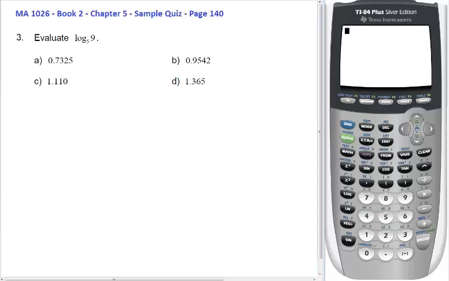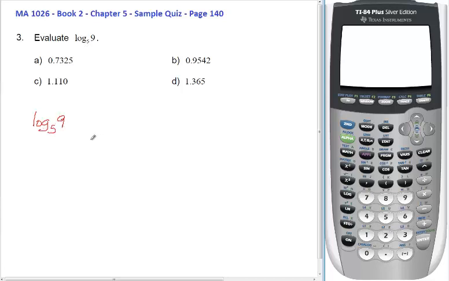Good day, students. Today we're going to look at the solution to the third multiple choice in the sample quiz, chapter 5, book 2. Right at the end of book 2 there's a little 5 multiple choice self-assessment. So let's look at the solution for that. It's asking us to evaluate log base 5 of the number 9.